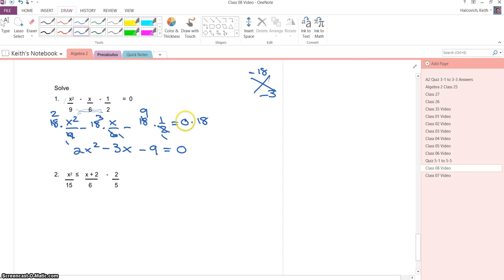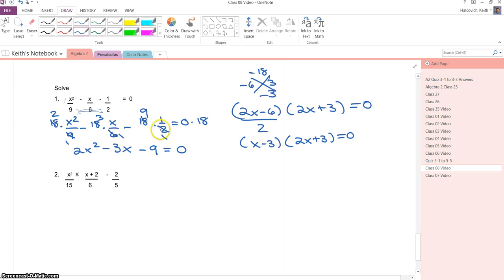So the factors of negative 18 that add to negative 3 are negative 6 and positive 3. So you have 2x minus 6 and 2x plus 3 equals 0. Remember, you divide by the common factor here of 2, so you get x minus 3. Here there is no common factor, so you keep it as 2x plus 3. Then you set them equal to 0, and you get x equals 3. And in this case, you get x equals negative 3 halves. Those are your two answers.